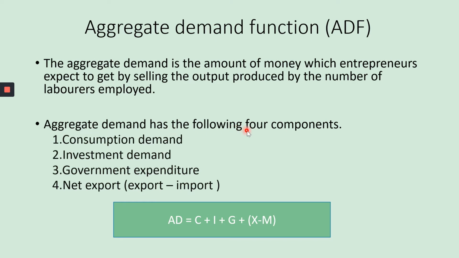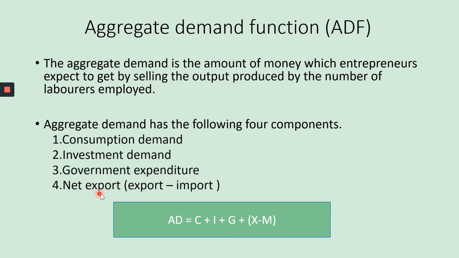Aggregate demand has the following four components. So, what are the components of aggregate demand? 1. Consumption demand. 2. Investment demand. 3. Government expenditure and net export. What is net export? Export minus import. So, who all demands goods? Consumption, the household, they need goods. Investment, the firms, for their investment purpose, they need goods. Government also spends money, so that is called government expenditure.